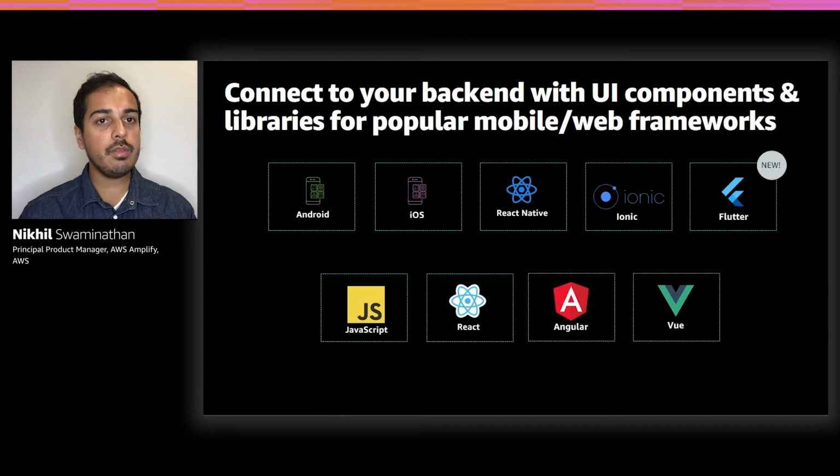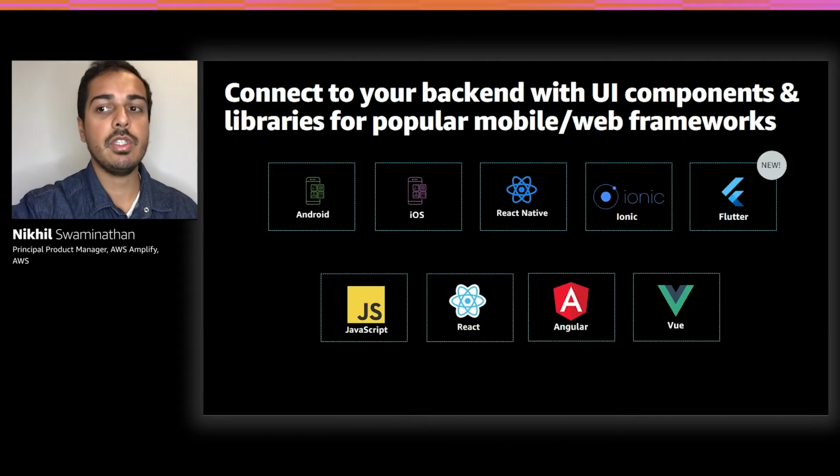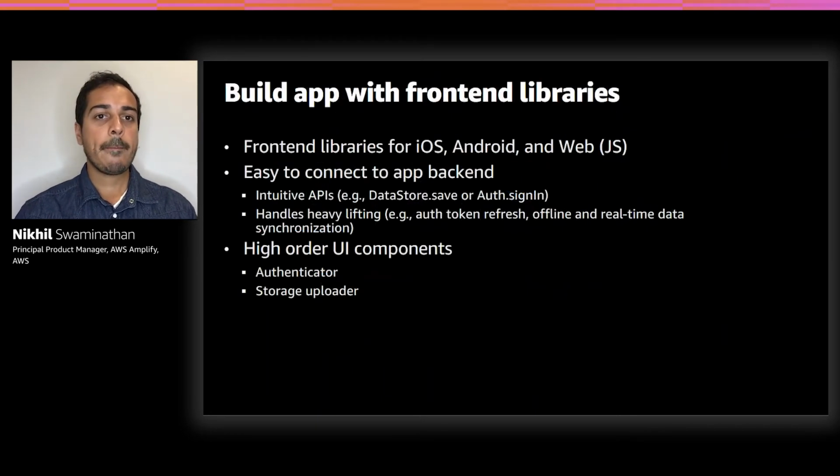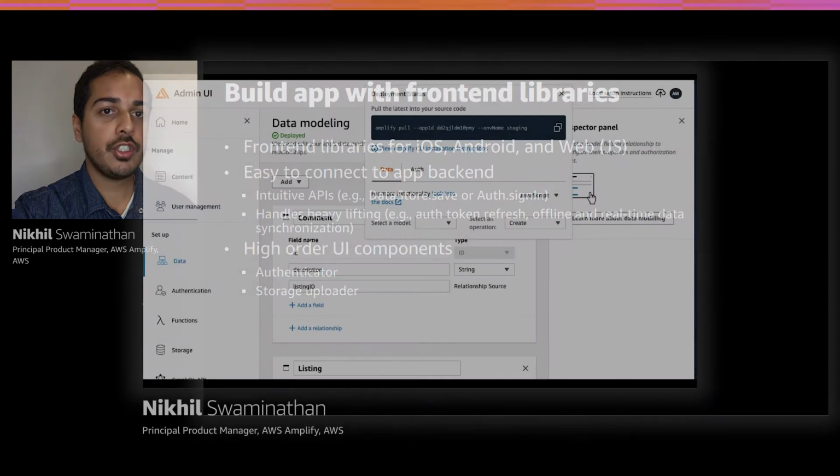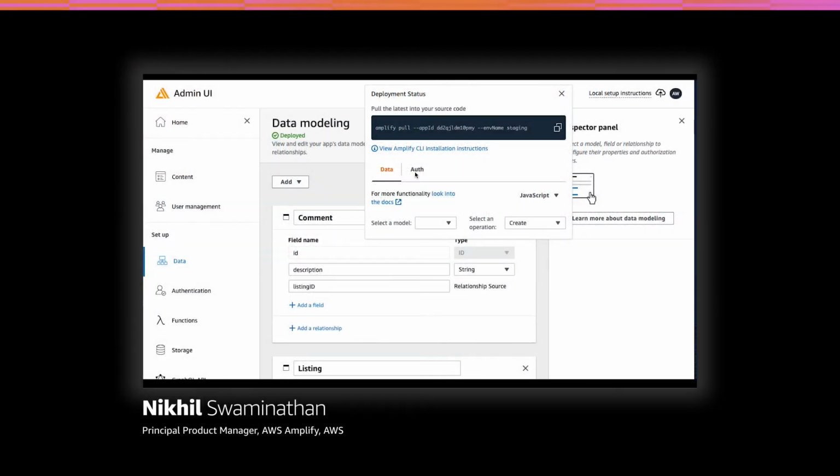We also have UI components such as the authenticator, which you will see. So once you've got that backend set up, these UI components you can drop into your application, and they basically work with the backend seamlessly. What we'll do is we'll go ahead and jump into the demo at this point. Now that the backend is set up, let's go ahead and connect to it from our front end.